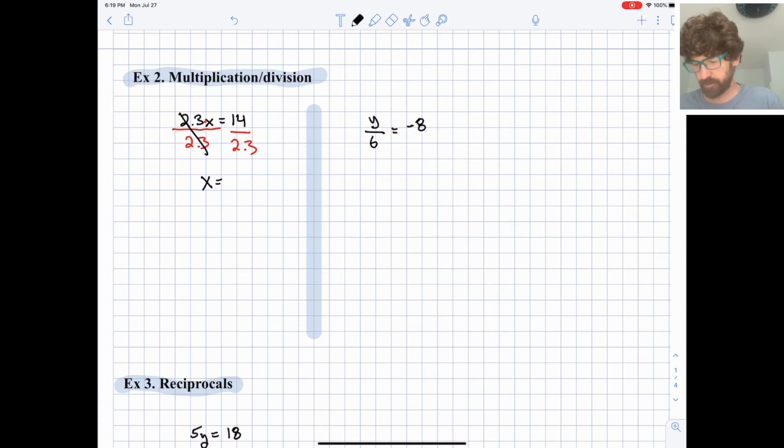Let's see what we get on my calculator. I'm going to round to 2 decimal places. I think in general that's a reasonable way to round unless your teacher specifically asks you to do something different. But when in doubt, round to 2 decimal places. x is 6.09. I'm going to multiply that through by 2.3. I'm going to do a quick calculator check, and I do get a 14, so it does check out.